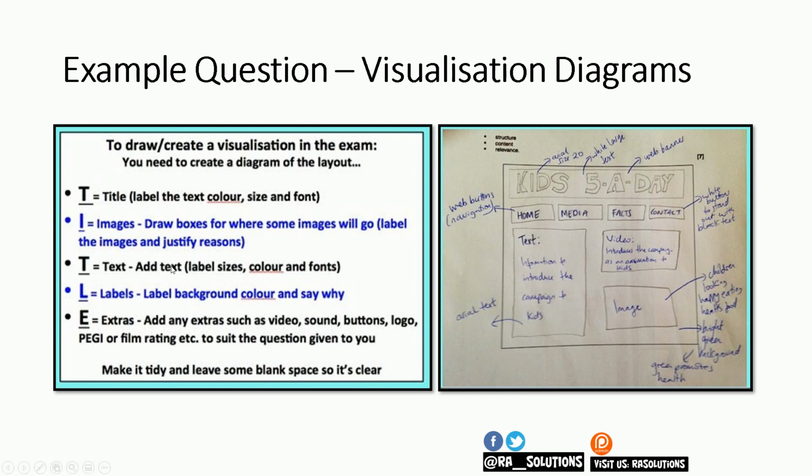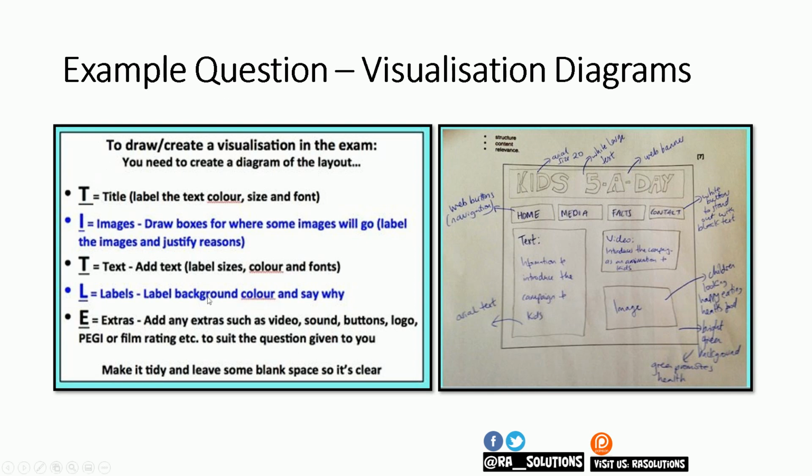In terms of the text, add text and label the sizes, color and fonts. Label the background color and say why you have chosen the color you have chosen. In terms of any extras you may have, add any extras such as videos, sound, buttons, logos, any ratings that you may have. The crucial bit here is you make it tidy and readable, so the assessor who is marking it understands what you have put, and also make sure any blank spaces or white spaces are covered as well. In terms of layout, the layout and design is very, very important.